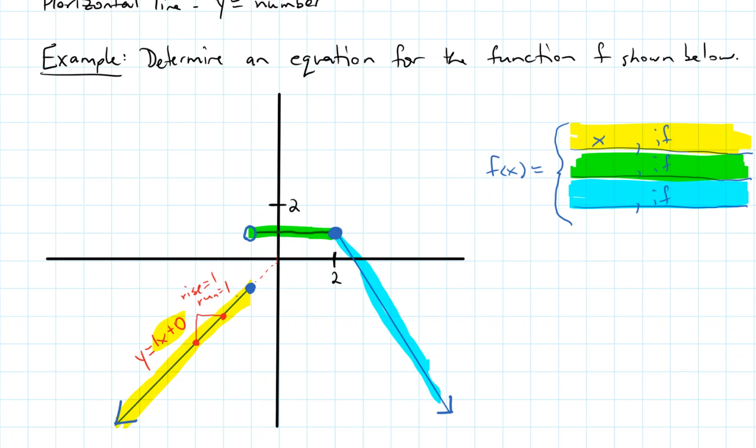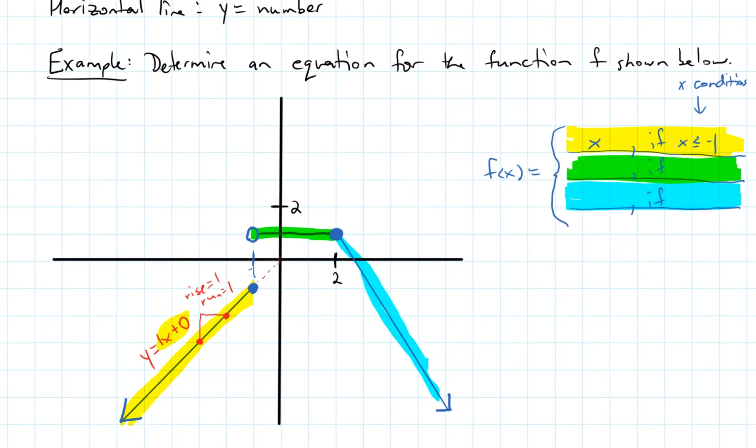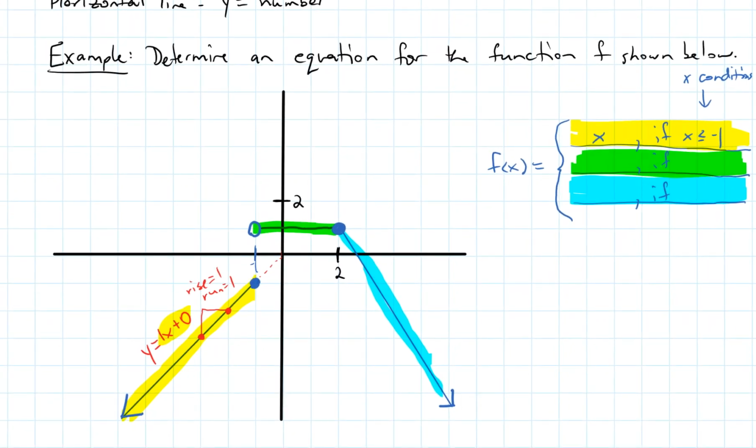Now when do we use that output? Which x values? You list the x conditions here. You use this output if x is to the left of this x value here, which is -1. So if x is less than or equal to -1, the reason we say or equal to is because this boundary point is a closed circle. Okay, so we have our yellow piece done.